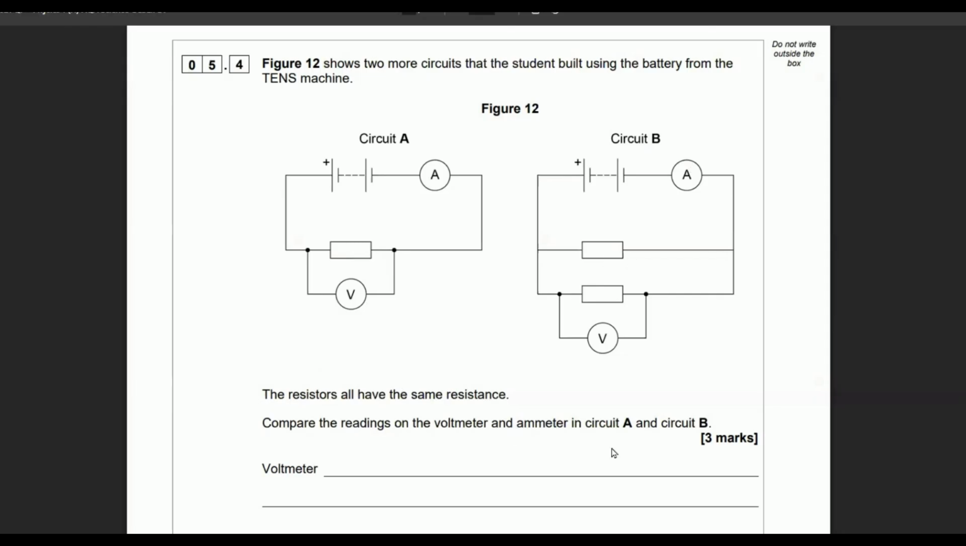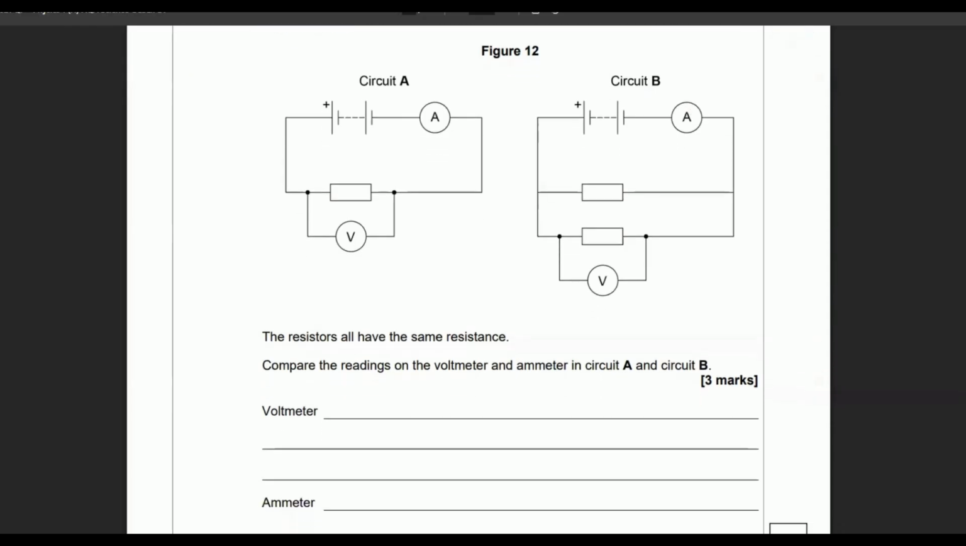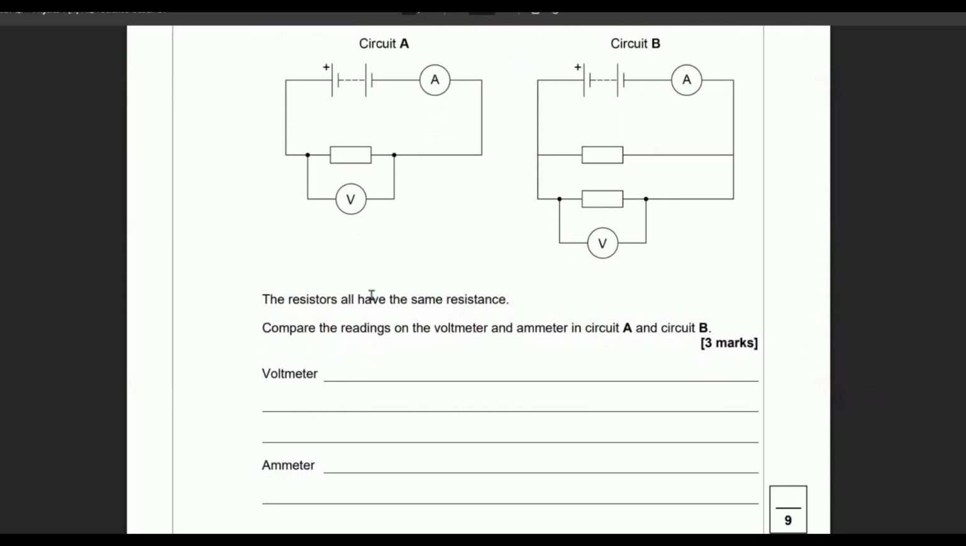Compare the readings on the voltmeter and ammeter in circuit A with circuit B. So you might say, but there aren't any readings. You've got to work out what they would be like. So what we need to look at here, these all have the same resistance. So the voltmeter here will show the same, it's in parallel, and that means that the voltage will be the same across. The voltage is the same in this resistor as in that resistor, and it's the same as the battery's voltage.